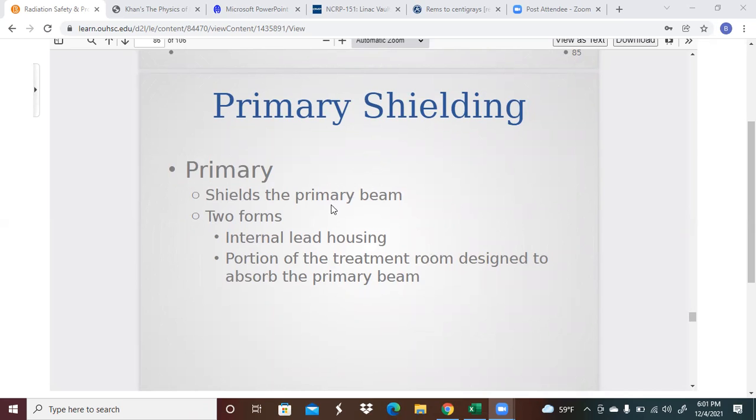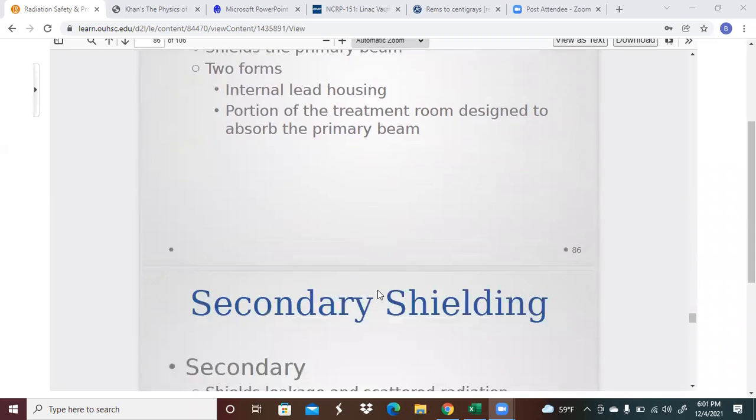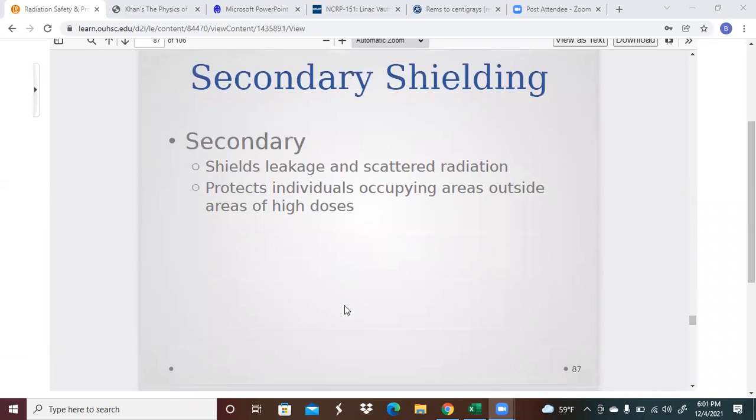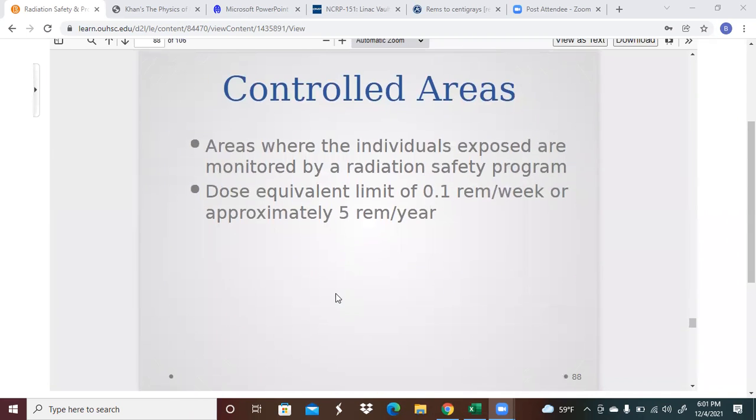Primary shielding shields the primary beam, and that could either be internal lead housing or a portion of the treatment room designed to absorb the primary beam. The secondary shielding is going to shield leakage and scattered radiation and protects individuals occupying areas outside those areas of high doses. So again, controlled areas are going to be areas in which individuals exposed are monitored by a radiation safety program. Dose equivalent limit of 0.1 rem per week, or approximately 5 rem per year.